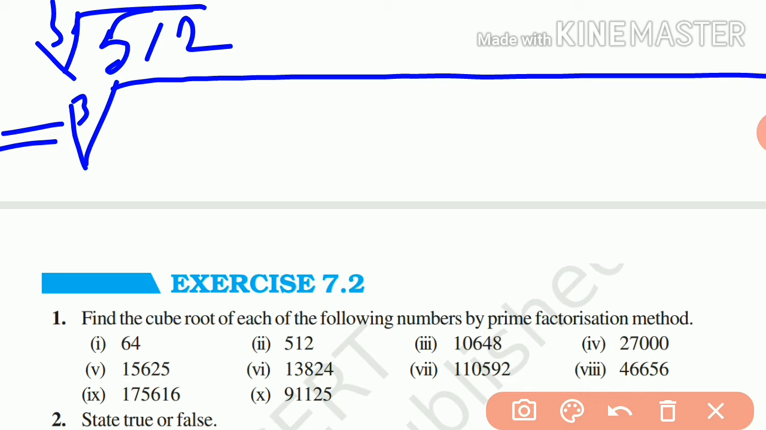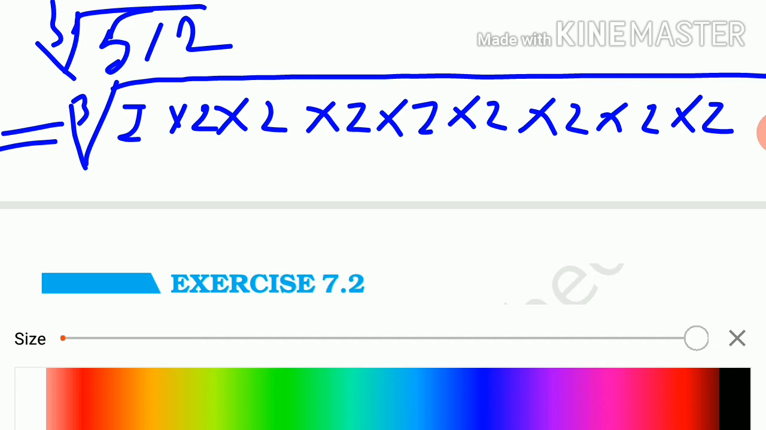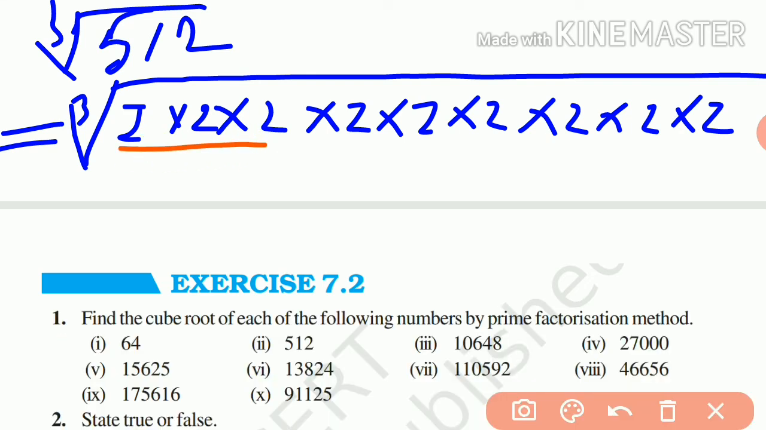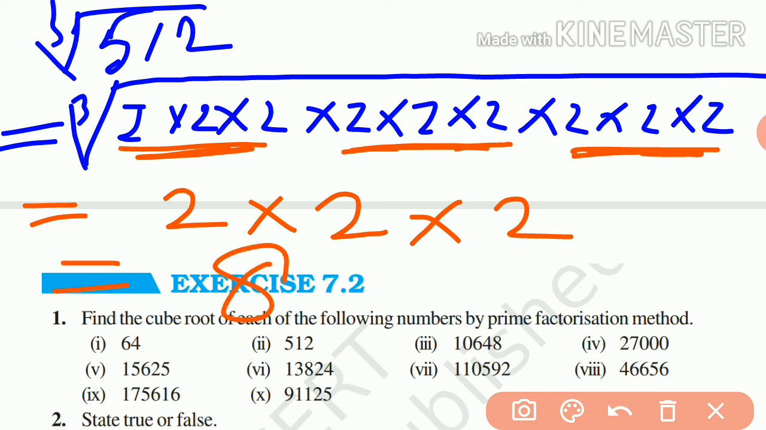nine times 2, that is 2 into 2 into 2, again 2 into 2 into 2, again 2 into 2 into 2, and now take the triplets. Here is one triplet, here is one triplet, and here is one triplet. So we will write here 1 2 for this, into 1 2 for this, and 1 2 for this. So it becomes 2 2s are 4, 2 4s are 8. 8 is the required cube root of the given number.